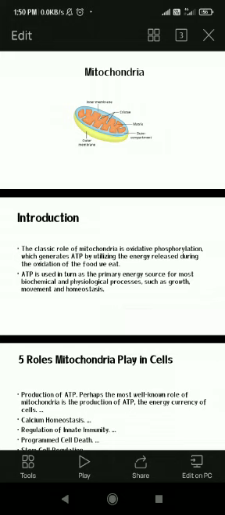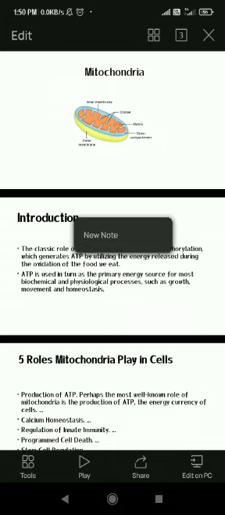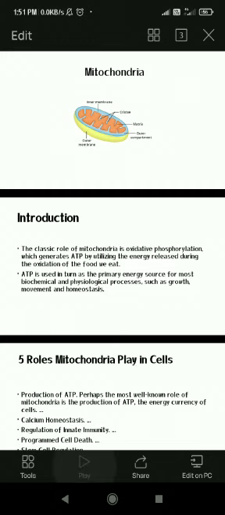Production of ATP: perhaps the most well known role of mitochondria is the production of ATP, the energy-rich molecule of cells. Other roles include calcium homeostasis, regulation of innate immunity, programmed cell death, and stem cell production.